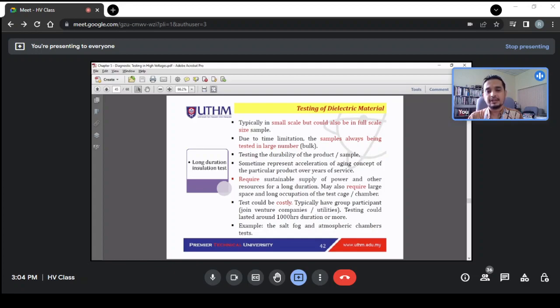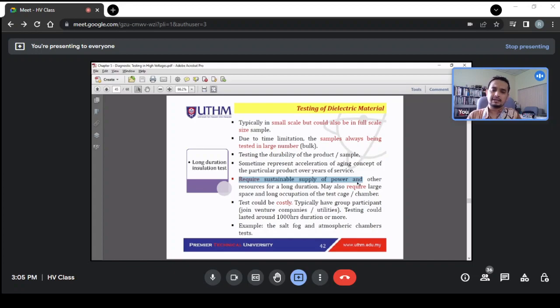We want to know, if we stress up the sample for a certain period of time, with certain duration and certain conditions, that will replicate 1 hour equal to 1 month. For example, 1 hour or 10 hours is equal to 1 year, or maybe 24 hours. That represents the insulators in practice for 10 years, for example. So this long duration test can be done on the full scale or the small scale, and it requires a sustainable power supply.